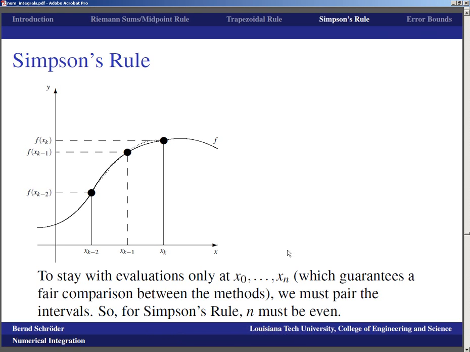And we're back. Okay, so evaluations at x0 through xn guarantee that the comparison between the methods is fair, right? If I start doubling the number of evaluations because I need that midpoint for Simpson's rule, then all of a sudden Simpson's rule would use more effort, and it would only be right that it should give a better estimate. So we must pair the intervals here. So for Simpson's rule, n must be even, which is one of the reasons also why in the earlier examples we used an even number of evaluations.